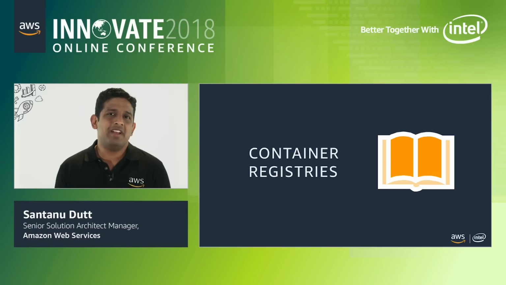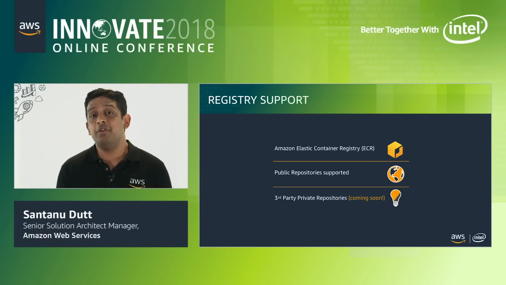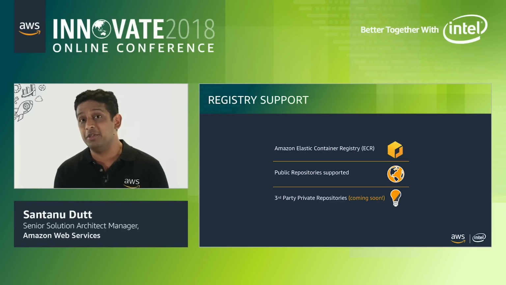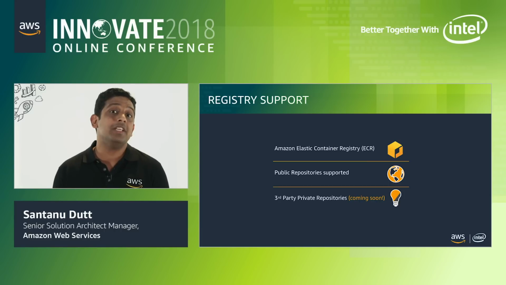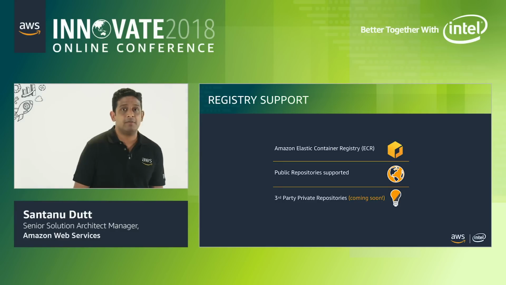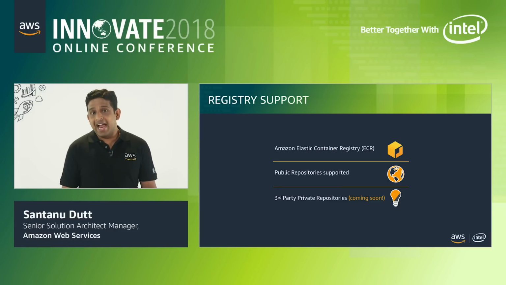Now you can run your containers very easily with no infrastructure management involved, but where do you actually store the final images? Amazon ECR is a fully managed, highly available registry with a global footprint for your container images. The additional capabilities built with Fargate via the task execution role enable us to provide seamless authentication to pull those images from ECR. Similarly, if you're using a public repository like Docker Hub, you can continue to do so without any changes. We do plan to add support for third-party private repositories over time.